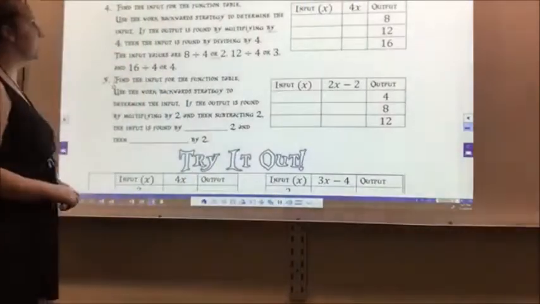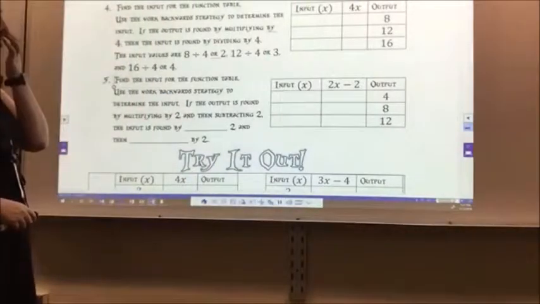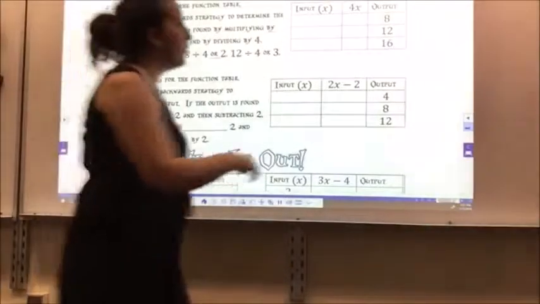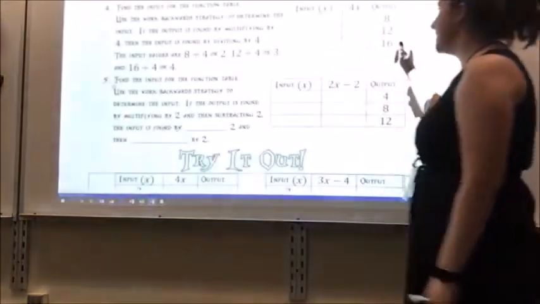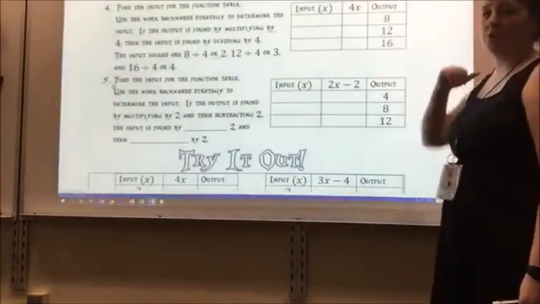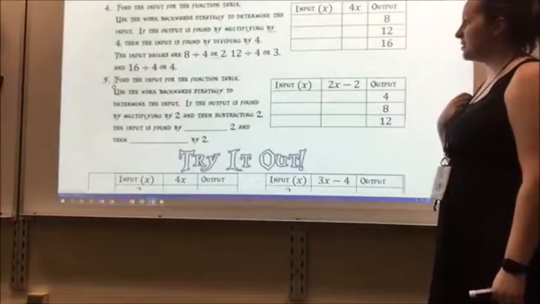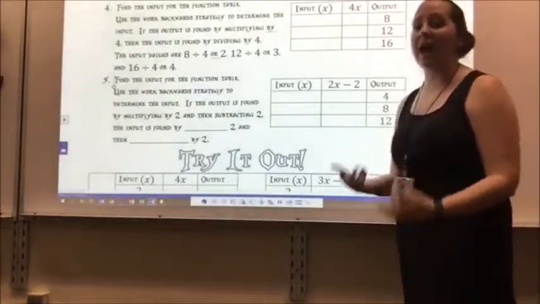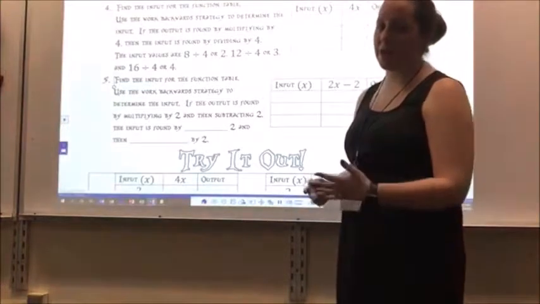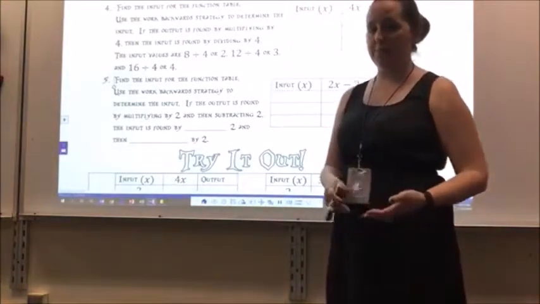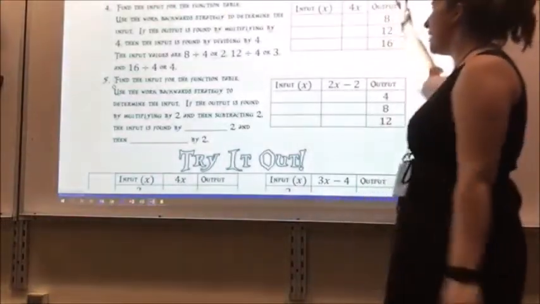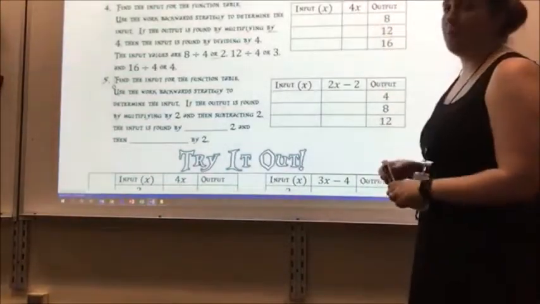My first example says, find the input for the function table. Use the work backwards strategy to determine the input. So, if my output is 8, 12, and 16, my function rule was 4x, okay? So here I'm multiplying. So I want to think about what the opposite or the inverse operation is for multiplication. The inverse operation is division, so I divide each of my outputs by 4.